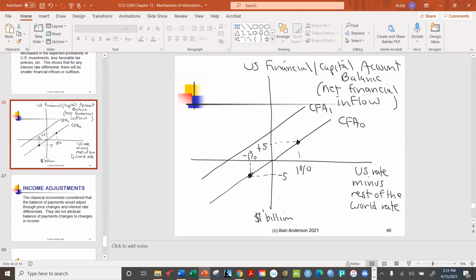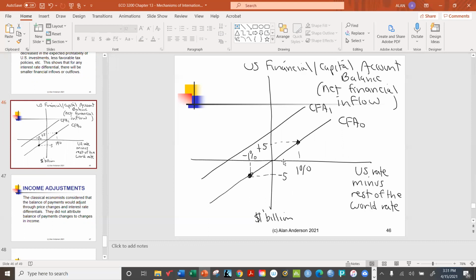So we have on the vertical axis, what they've done in the book, by the way, they have combined the financial and capital accounts because the capital account is so small that they're sort of lumping them all together here. So this is the balance on the vertical axis. Above this horizontal line is a surplus, below it is a deficit. And this horizontal axis is not the US rate itself, but the difference between the US rate of interest and the rest of the world.